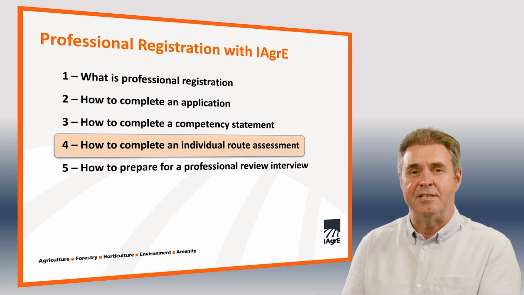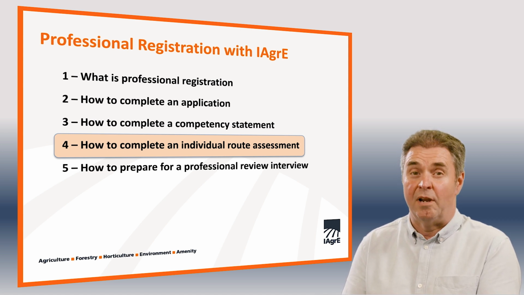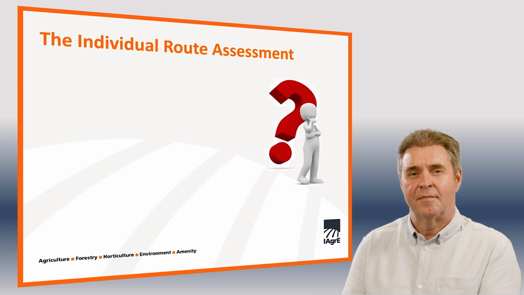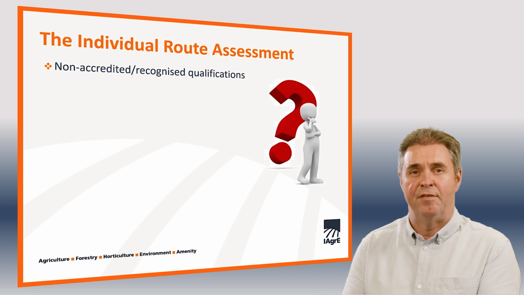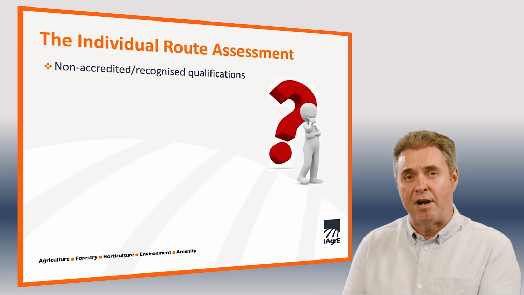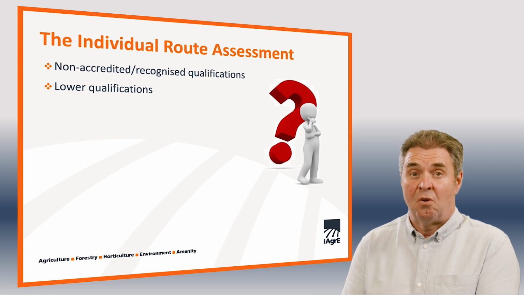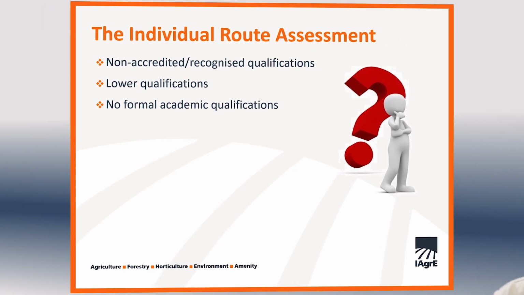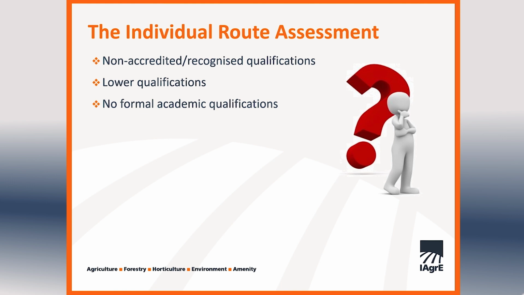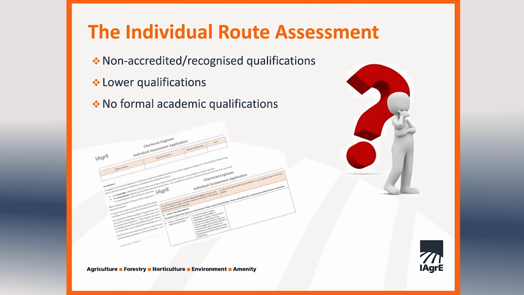So how do you actually complete an individual route assessment? Well, let's take a look. As I've mentioned in the video covering the application process, the individual route is there for those who do not possess either accredited or recognised qualifications, or have qualifications for a lower registration grade, or don't hold any formal academic qualifications at all. The individual route assessment is an extra step at the start of the process where our assessors seek to establish the learning that you've acquired, whether they are formal qualifications in a different subject area, employment training, self-directed learning or experiential learning.